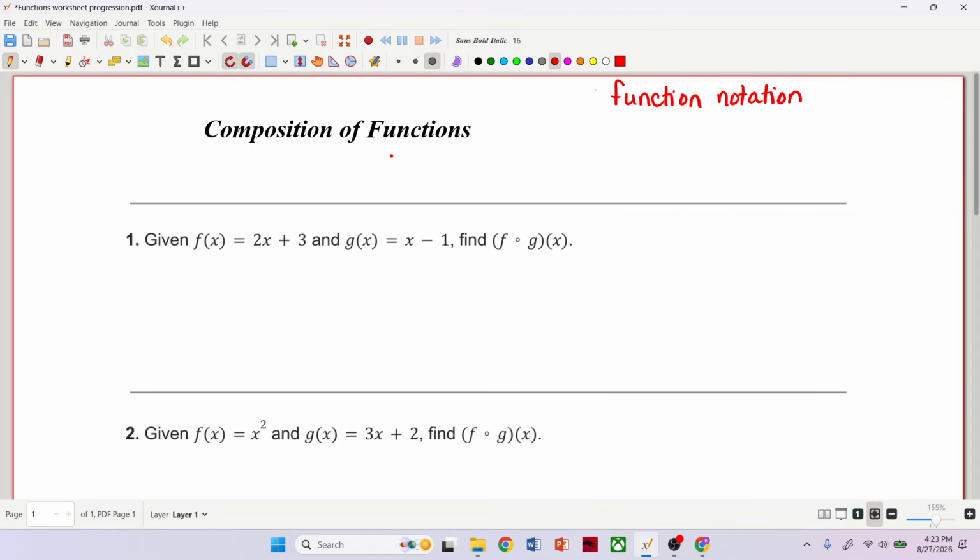This video is on composition of functions. This is hopefully going to help you a little bit on your homeworks.